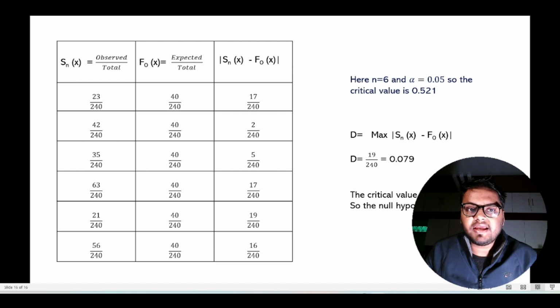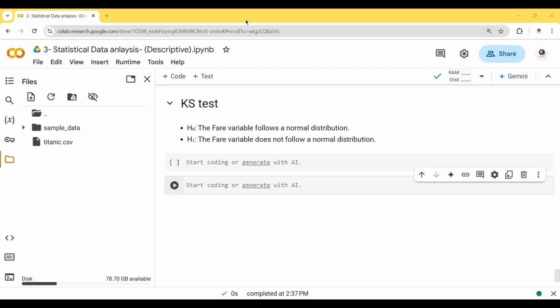Now we know that the number of samples given to us is 6 and the alpha is 0.05. The critical value we can get from the table is going to be 0.521. If you compare both those values, we can see that our critical value is greater than the calculated value. So we can say that our null hypothesis will be accepted, which means the data follows a normal distribution. Next, let us see the practical of KS test. So we have studied that KS test is used for checking whether the numerical variable follows a normal distribution or not.